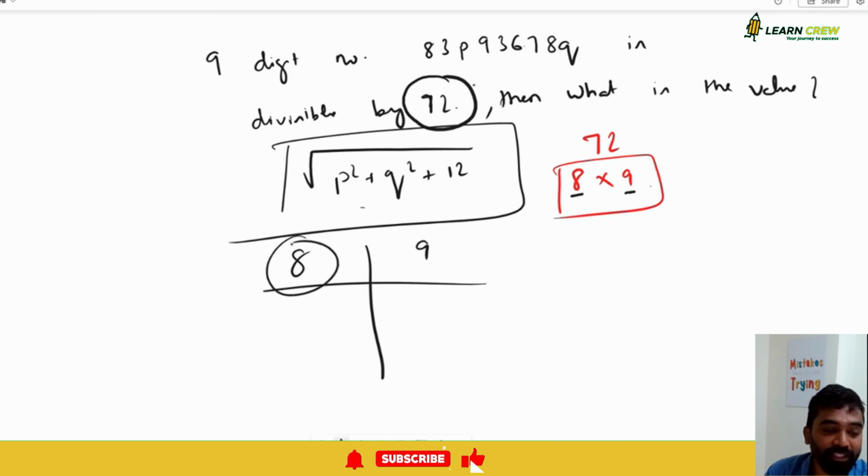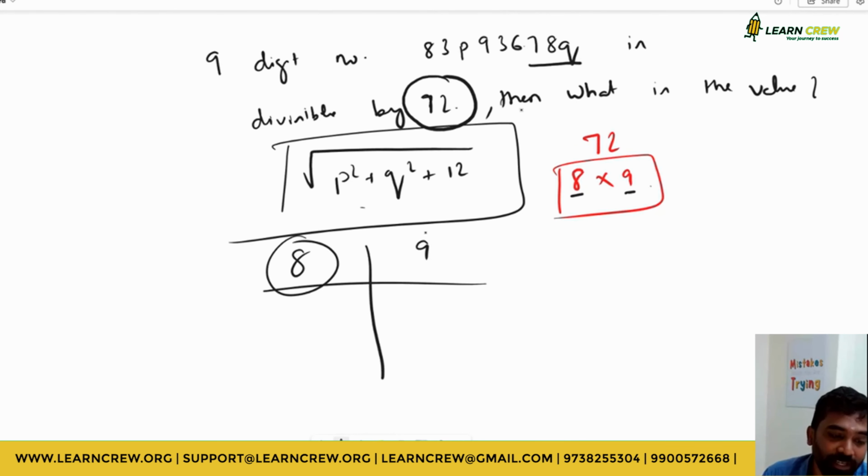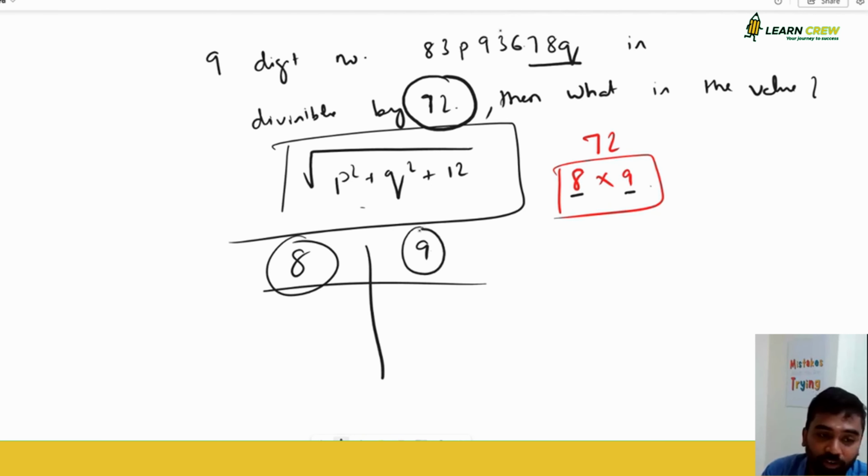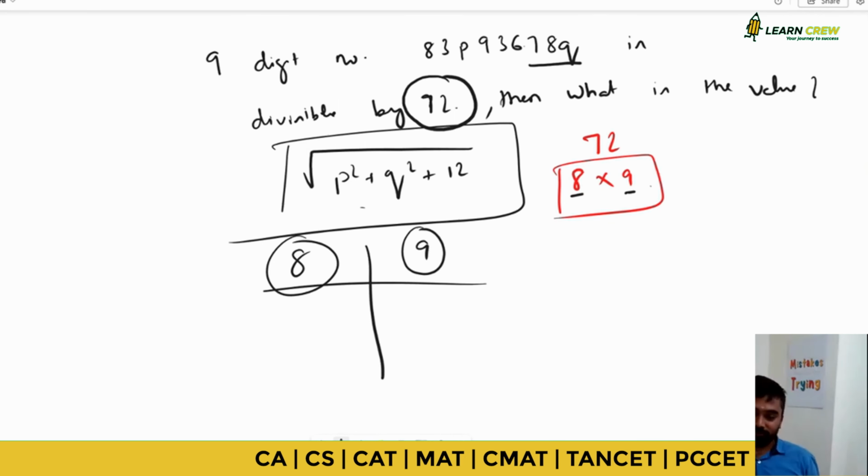So now there are 8, 9. Now if a number has to be divisible by 8, what is the rule? Last 3 digits should be a multiple of 8. If a number has to be divisible by 9, then what is the rule? Sum of all digits should be divisible by 9. I've given you the method. Now find out the answer.